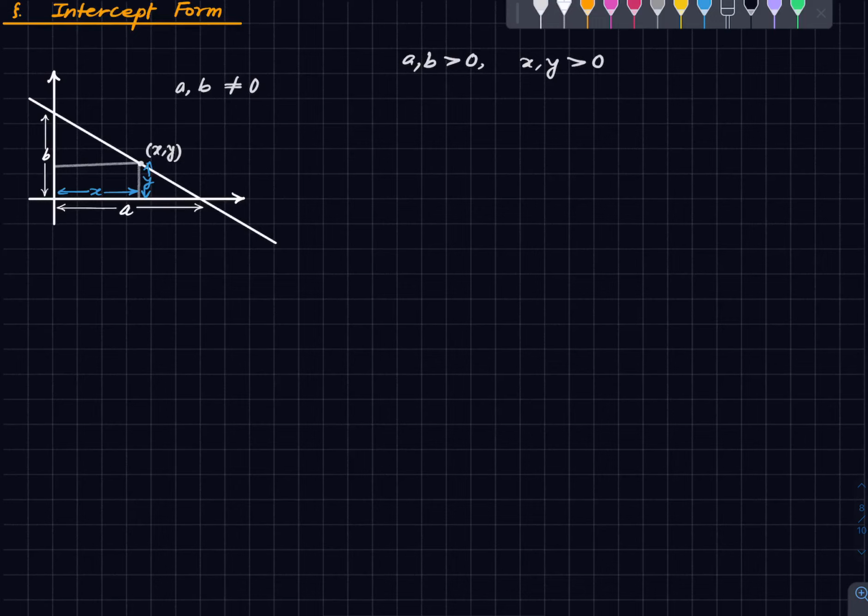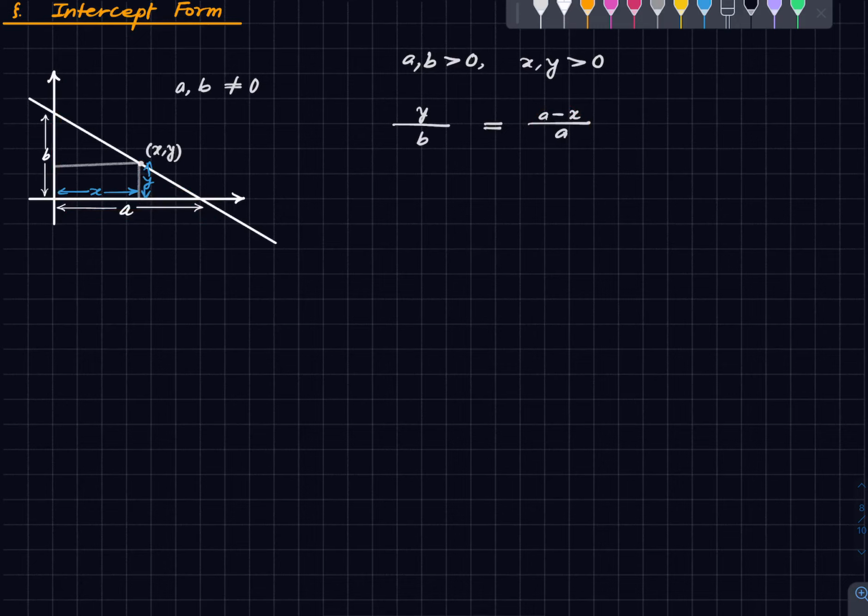So then the similarity of this triangle with that triangle says that y upon b is equal to a minus x upon a. So what happened? This upon that is equal to this upon that, but this is a minus x and this is a. So that's why we get this expression on the right hand side.